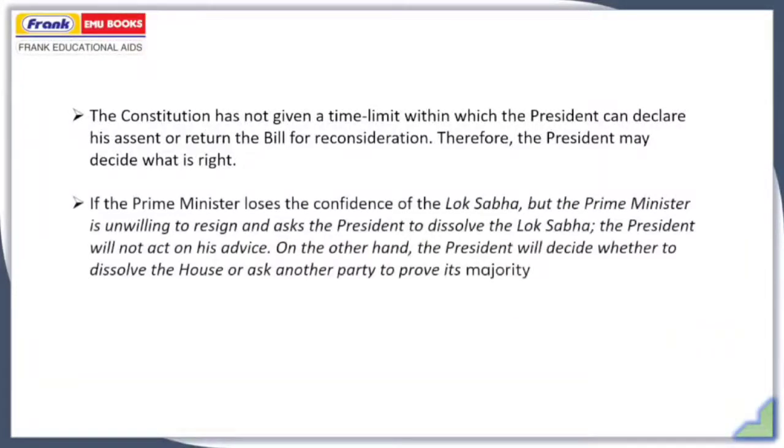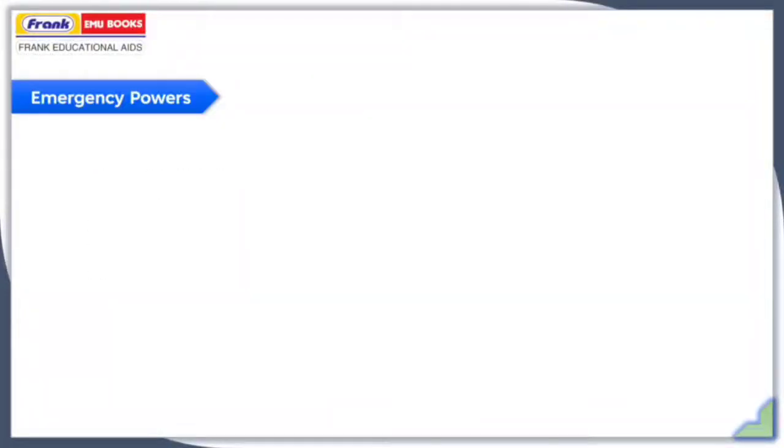Also, if the Prime Minister loses the confidence of the Lok Sabha, but is unwilling to resign and asks the President to dissolve the Lok Sabha, the President will not act on his advice. On the other hand, the President will decide whether to dissolve the House or ask another party to prove its majority. Now, these are the discretionary powers of the President of India.